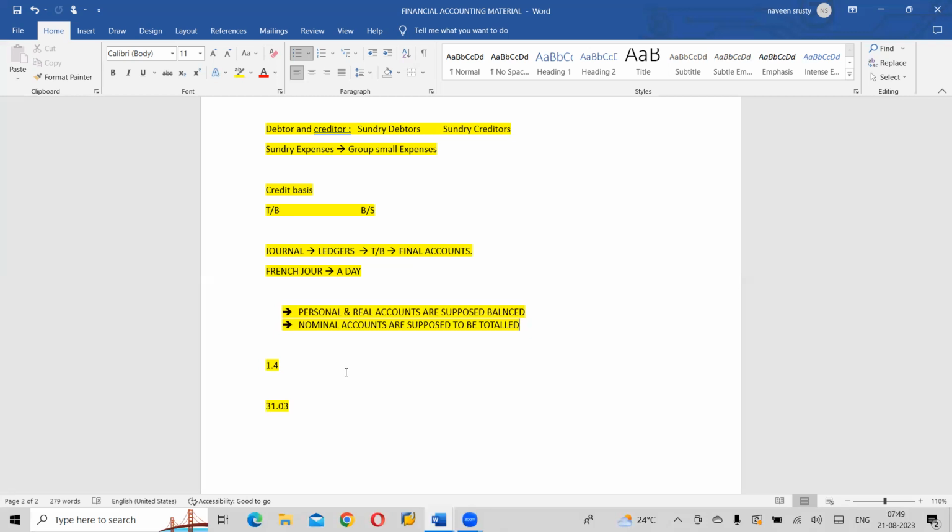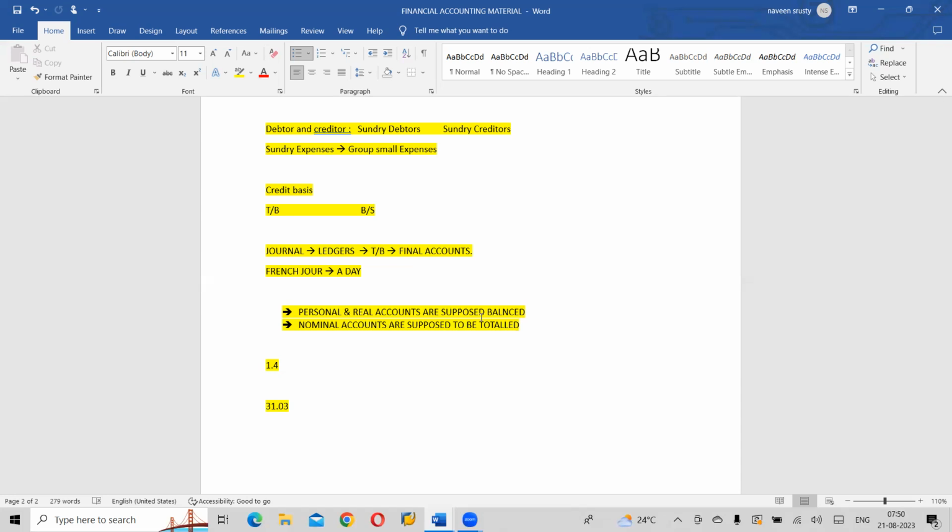We may pay in installment basis, but still whenever we ask fee, we will say the total amount, right? That is an expense for us. So that is the reason nominal accounts are supposed to be totaled, and personal and real accounts are supposed to be balanced. For example, you have sold goods to someone.